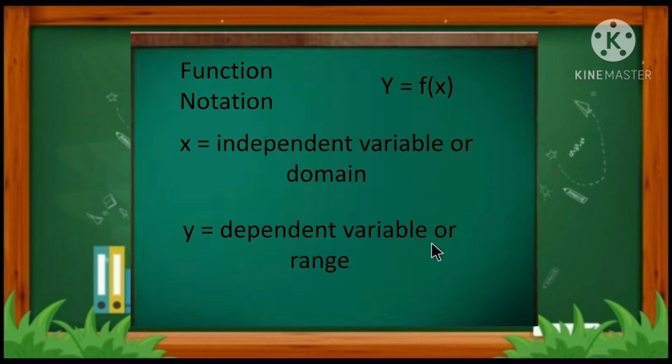Y is called the dependent variable or the range. Pag sabing independent, nag-iisa. Pag sabing dependent, umaasa. Okay, so, masasagutan lang natin to, si y is equal to f of x, if ever we have the value of x, depende kay x. Okay? So, pag sabing dependent, si y, umaasa lang siya kung nandun na si x.